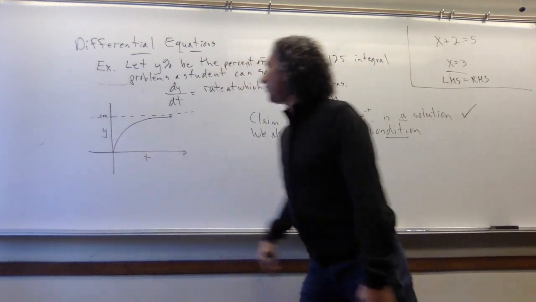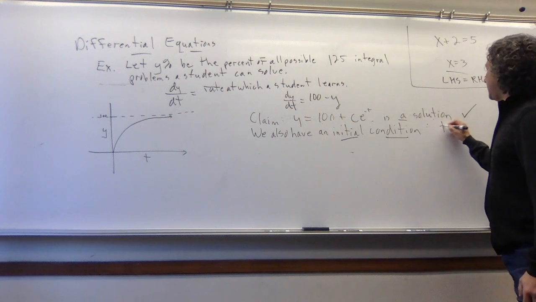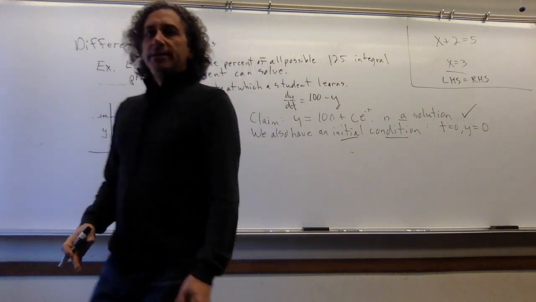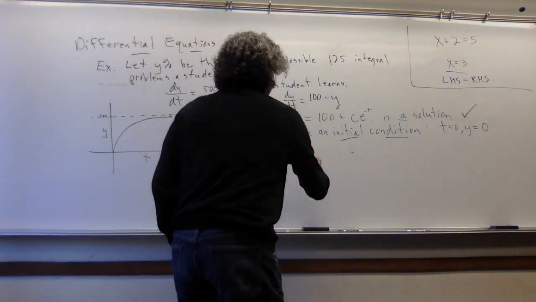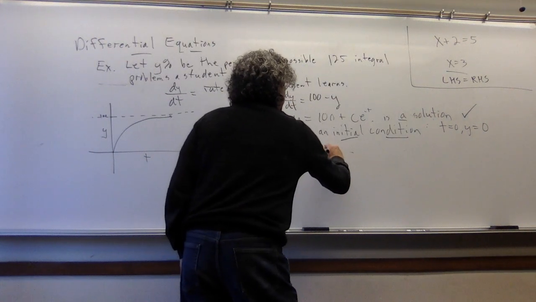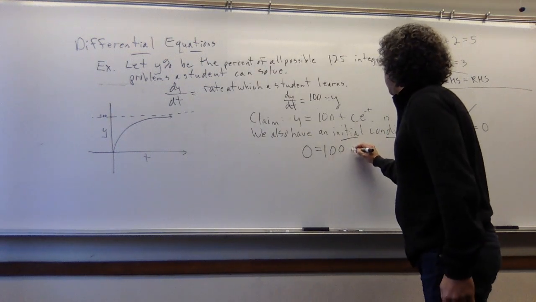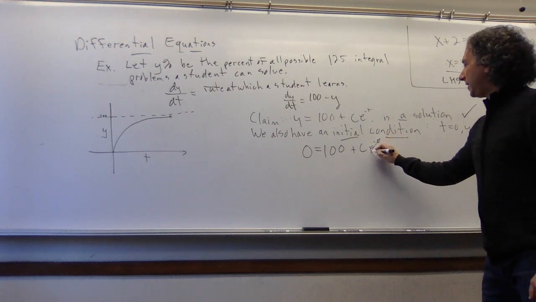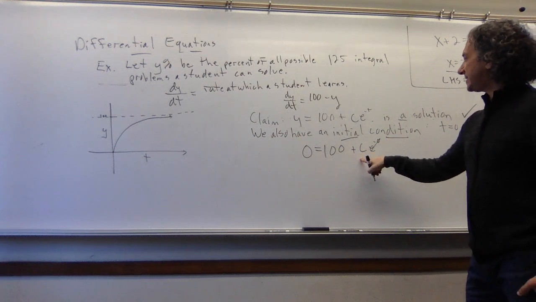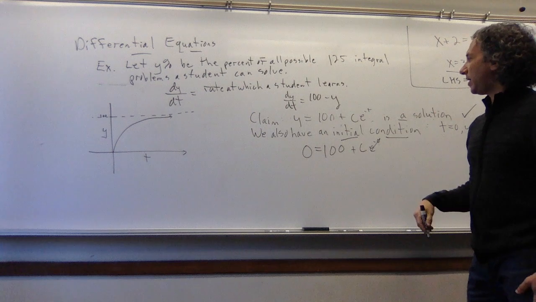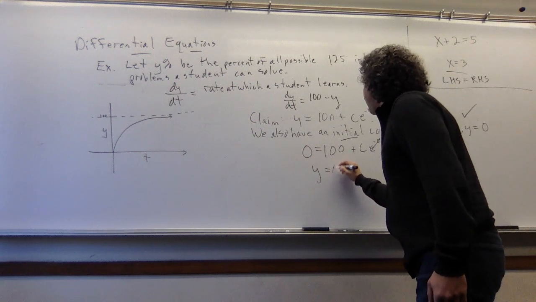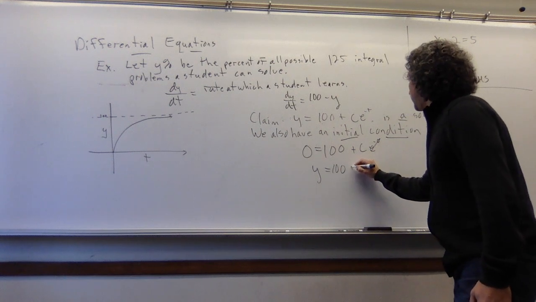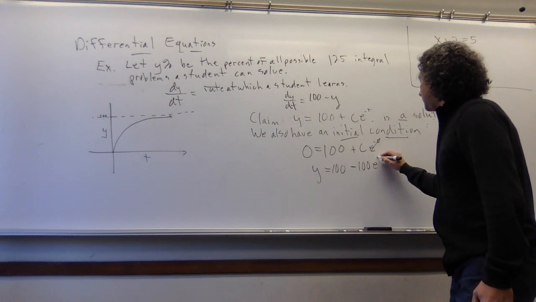So from my picture over here, I see that when t equals 0, y equals 0. So what I can do now is plug this in to get 0 equals 100 plus c e to the minus 0. That's just 1, which tells me that c is equal to minus 100 in this case. So the specific solution we have is y equals 100 minus 100 e to the minus t.